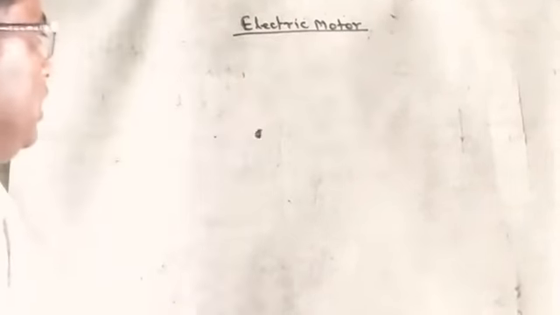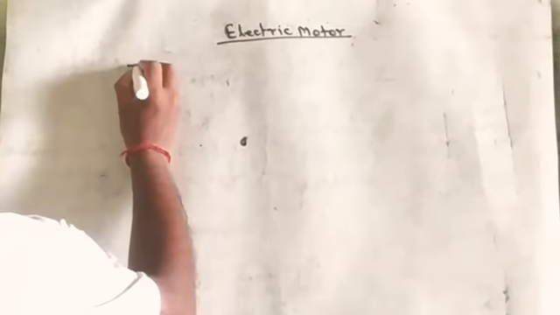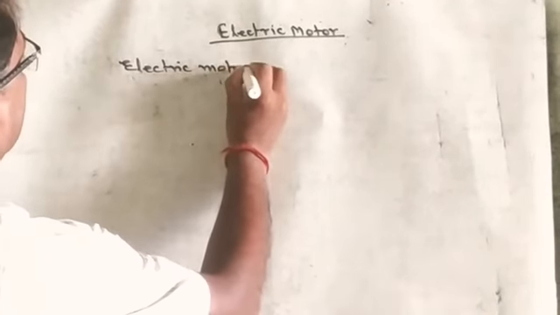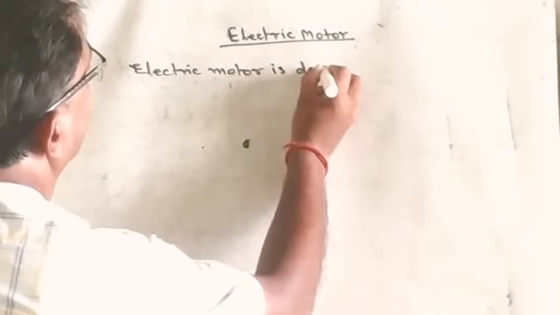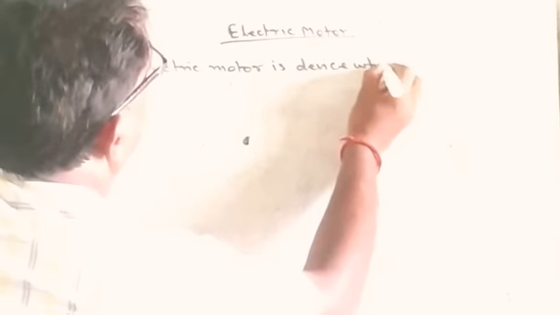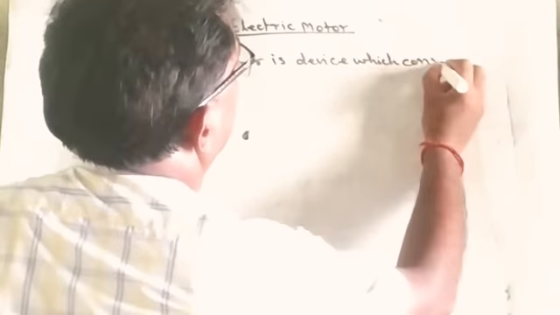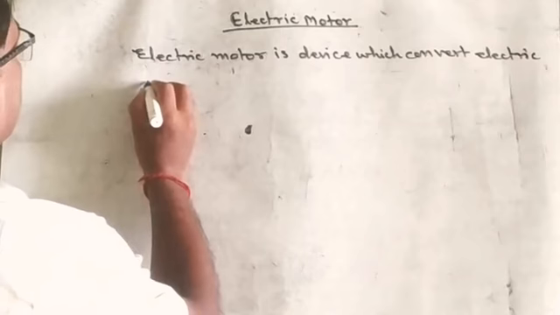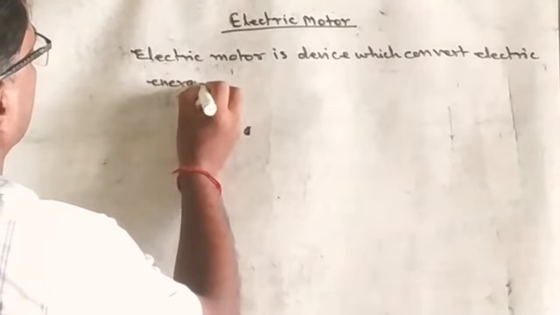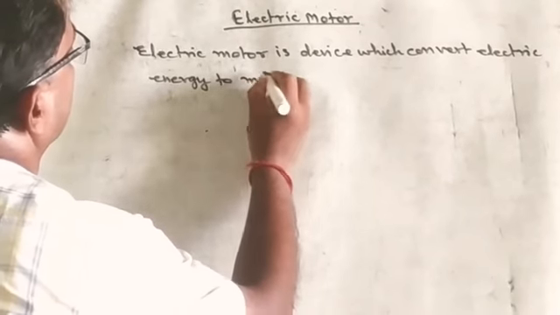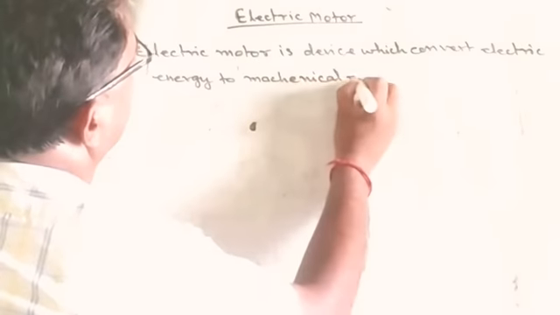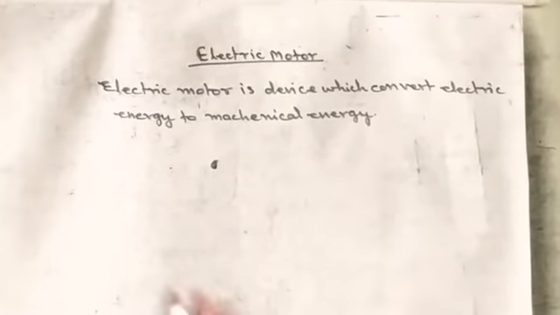Firstly, we write the definition. An electric motor is a device which converts electrical energy to mechanical energy.